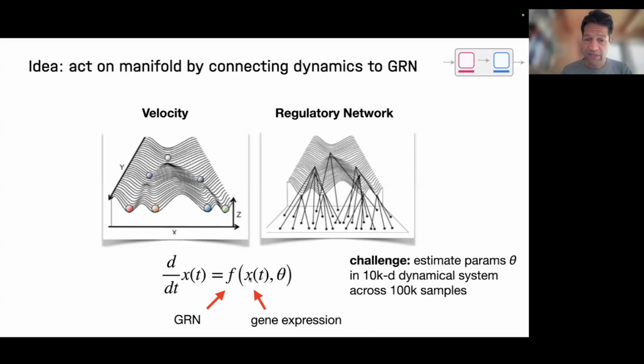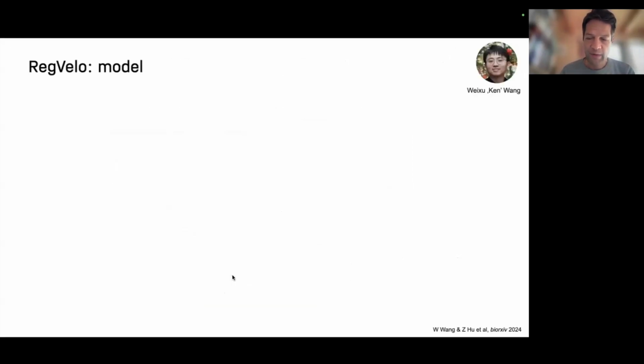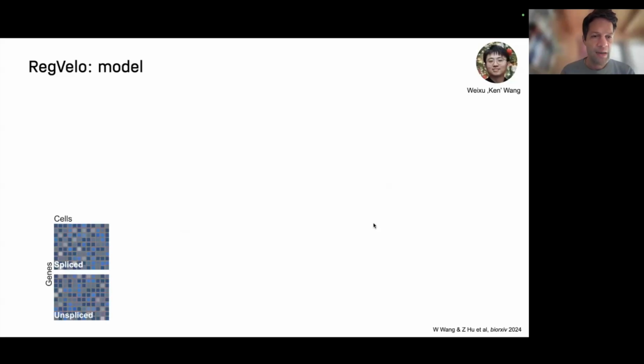And in RNA velocity, we solved this by decoupling it, completely ignoring regulation. But now we want to put it back in. So we call it RegVelo, regulatory velocity, okay? And I think we actually have something working. This is work by Wei Shu, Ken Wang from the lab, a really talented PhD student, that takes these embeddings of spliced and unspliced reads, but also takes a prior graph.